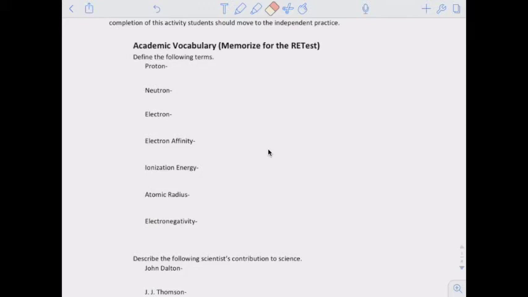And then we have the electron. The electron has a very small, insignificant mass. It's located around the nucleus in the electron cloud, and it is a negatively charged particle.